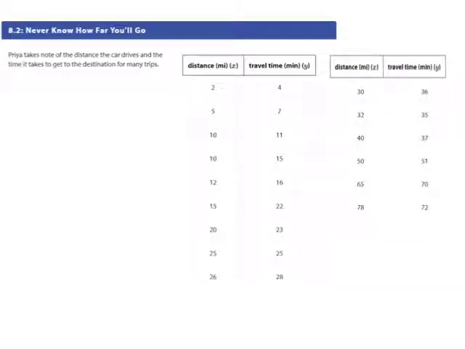In this activity, you are going to be using Desmos to create a scatter plot, calculate a line of best fit, and look at the model equation as well as the correlation coefficient. Here is your data. Priya takes note of the distance the car drives and the amount of time it takes to get to the destination for many different trips. So it looks like here we have 5, 10, 15 trips, so 15 points in your scatter plot.